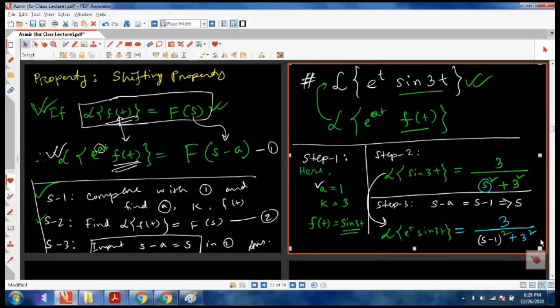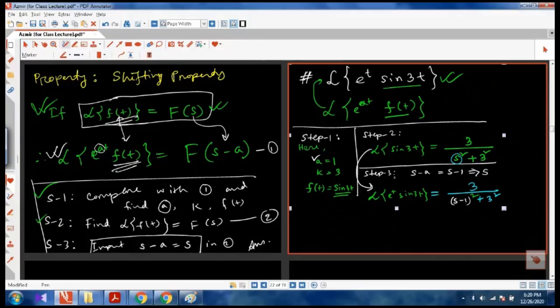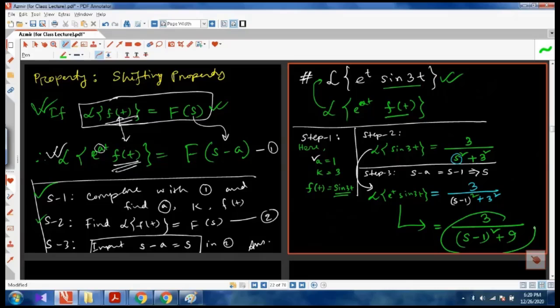So any confusion here? Sir, so we are basically using e power t just to find the value of a. Yeah. So the result can be written in simplified form as 3 over (s minus 1) squared plus 9. That is the result, where we have the function in F of s minus a form, in F of s minus 1 form. So I think you have understood.